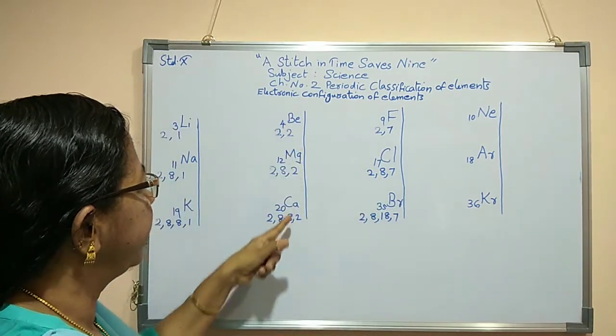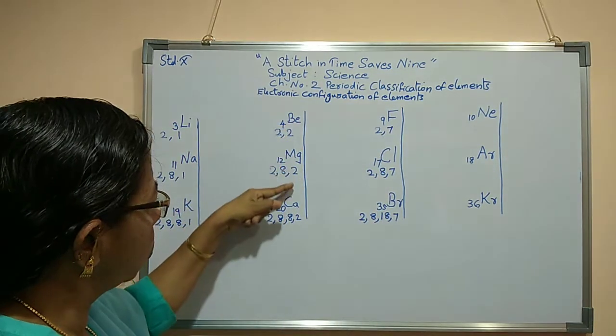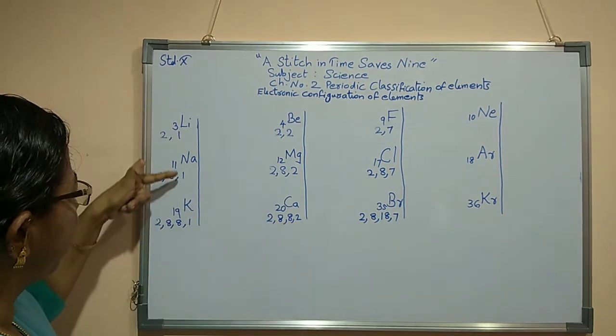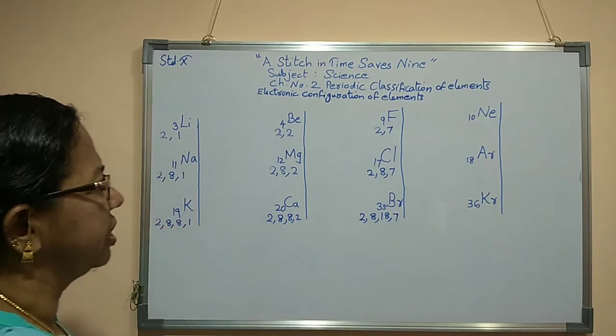In the second group, when you see, the outermost orbit has 2 electrons. In the first group, you see here, everywhere you can see 1 electron in the outermost orbit.